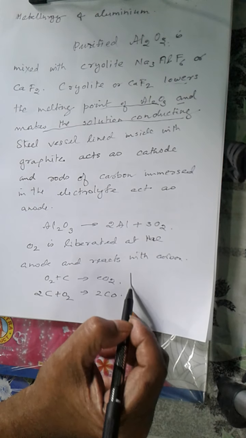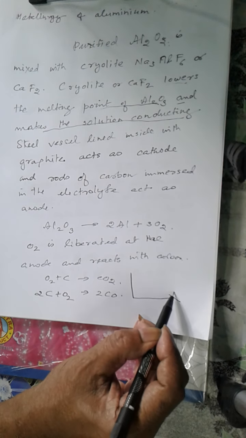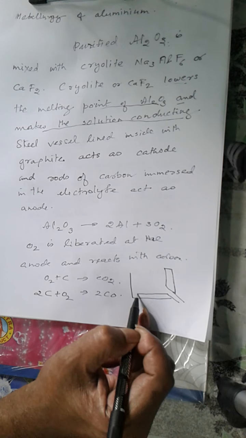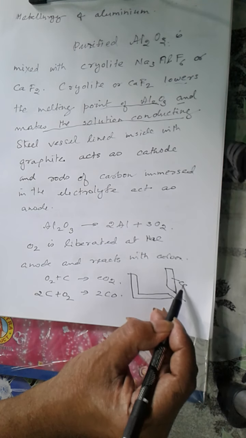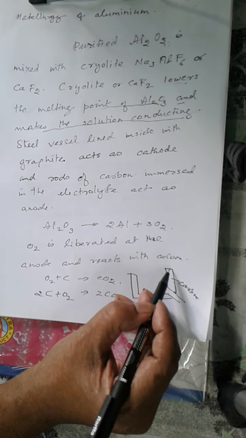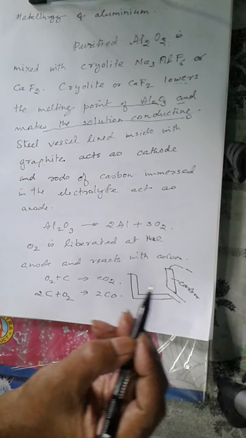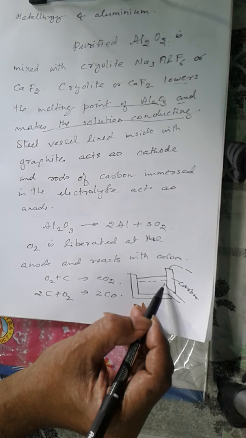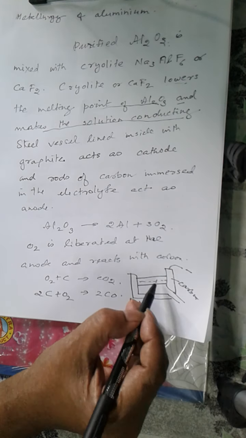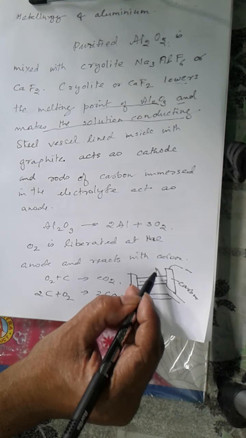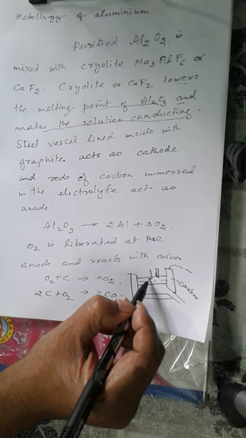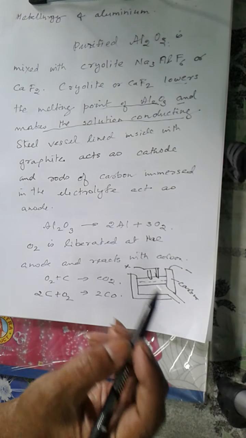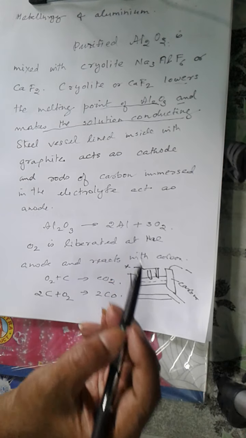So there will be a steel vessel, there will be an opening here, and the vessel is coated inside with carbon. So this is carbon, and that is acting as the cathode, and then the electrolyte is there, which is an alumina and cryolite mixture, and we dip carbon rods into this electrolyte, and they act as the anode. Now alumina decomposes into aluminum and oxygen.